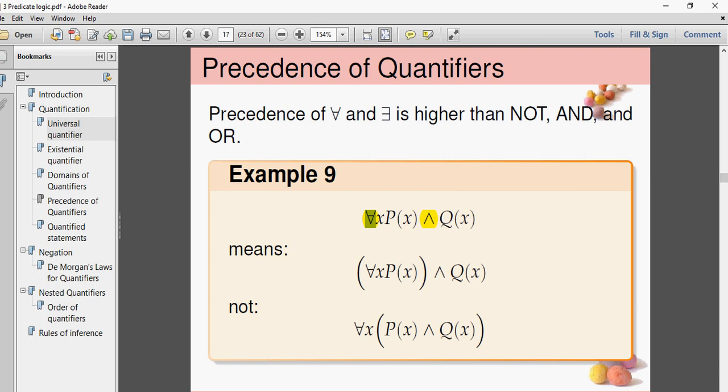We cannot say it like this, because it's not for both of them, it's only for P. See, it's only for P. Here the for each is only for P, not for P and Q. So this way is wrong, it's not the correct way.